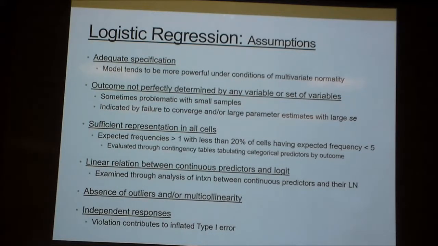Now, we don't have any assumptions about the distribution of your variables, right? So your continuous variables can be crazy skewed. They can have weird distributions and things along those lines. It doesn't matter technically, but note that you will have a more powerful model under conditions of multivariate normality, right?